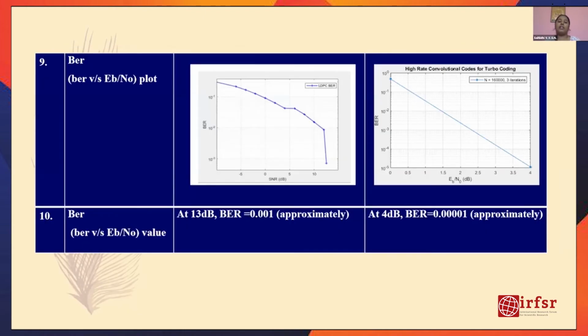Here is the major output that we are getting from the project. On the left, you can see the LDPC encoded data, for which we are getting a BER of approximately 0.001 at an SNR, that is the signal to noise ratio, of 13 dB. On the right, you have the dissertation work that I have done using the concatenated convolutional encoding, which results in the turbo encoding. And we are getting approximately 0.00001 BER at only 4 dB signal to noise ratio, which is a far more effective value.